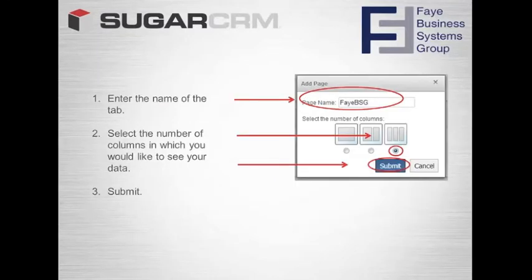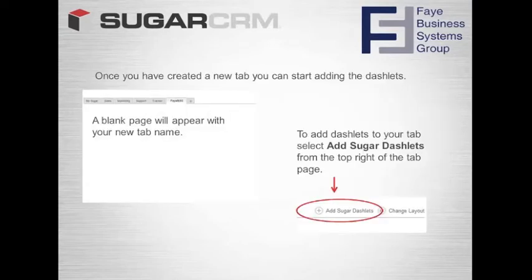To add the page, press on the plus sign, enter your name in the Name tab, select the number of columns in which you would like to see your data. You have a choice of 1, 2, or 3, and then select Submit. Once you've created your new tab, for this instance, I've called mine FayeBSG, you can see that we will have a blank page. We need to add Dashlets to this blank page, and to add Dashlets, select the Add Sugar Dashlet from the right-hand side of the page.